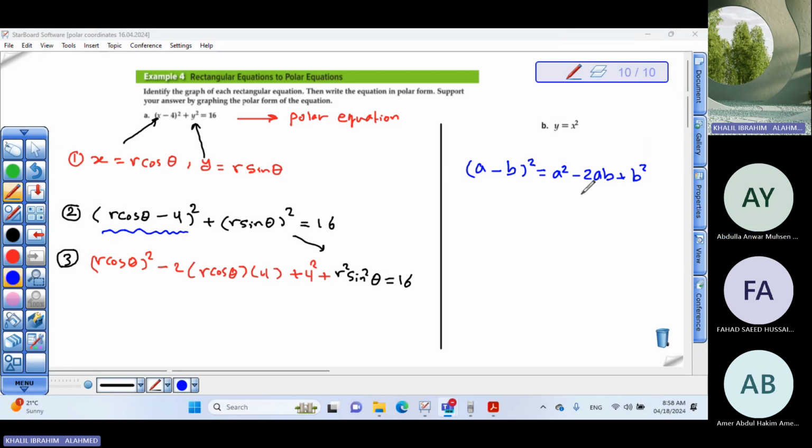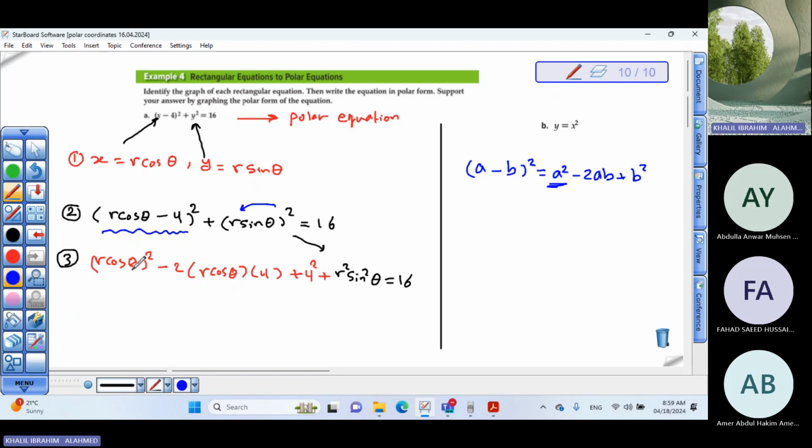This is what I did in this step. This is r cosine theta, this is a squared minus 2 times a, r cosine theta, times b, 4 here, times 4 plus b squared, 4 squared. Okay, this is r here. The power goes to r and sine: r squared sine squared.